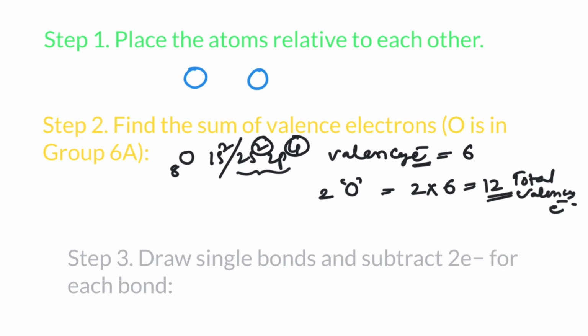Next, step 3. Draw single bond and subtract 2 electrons for each bond. So now already we know these are relative to each other. Then now I drew a single bond between the two atoms. Then we have to subtract the 2 electrons. Total 12 electrons minus 1 bond. So 1 bond means 2 electrons. Therefore I am subtracting the 2 electrons. Then total remaining electrons are 10 electrons.